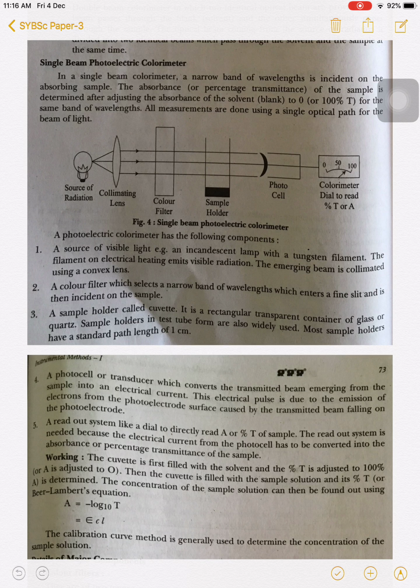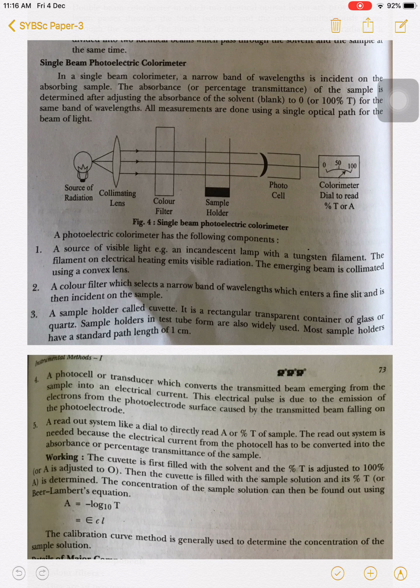Now fifth, a readout system like a dial to directly read the absorbance or transmittance T of a sample. The readout system is needed because the electric current from the photocell has to be converted into the absorbance or percentage transmittance of the sample.